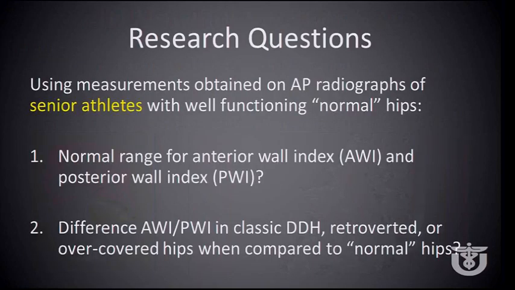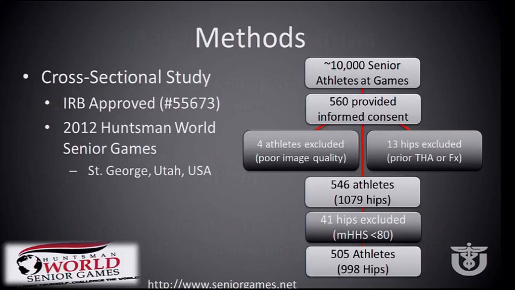So our research questions were, using measurements obtained on AP radiographs of senior athletes, and I'll talk to you about what that means, with well-functioning normal hips, could we look at the normal range for anterior wall index and posterior wall index? And could we look at the differences between these indices in classic DDH, retroverted or overcovered hips, comparing them to normal hips? So here's our methods.